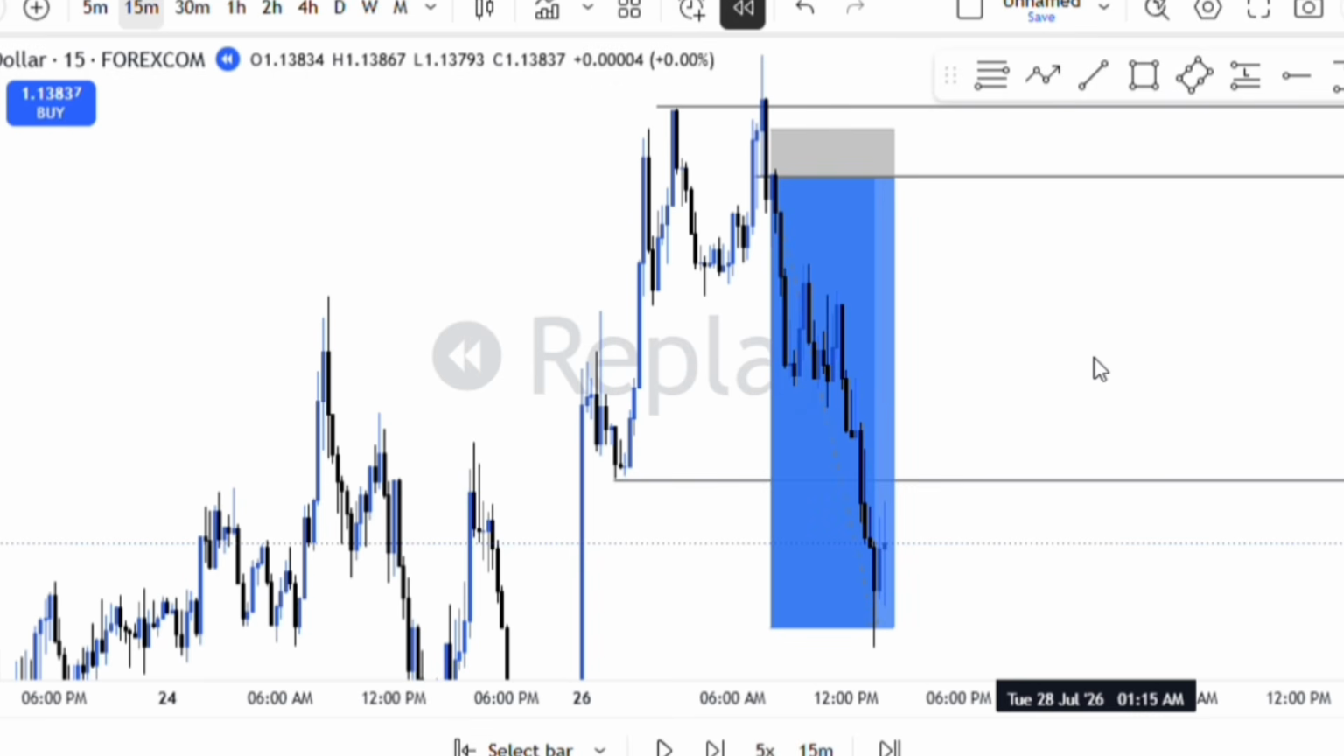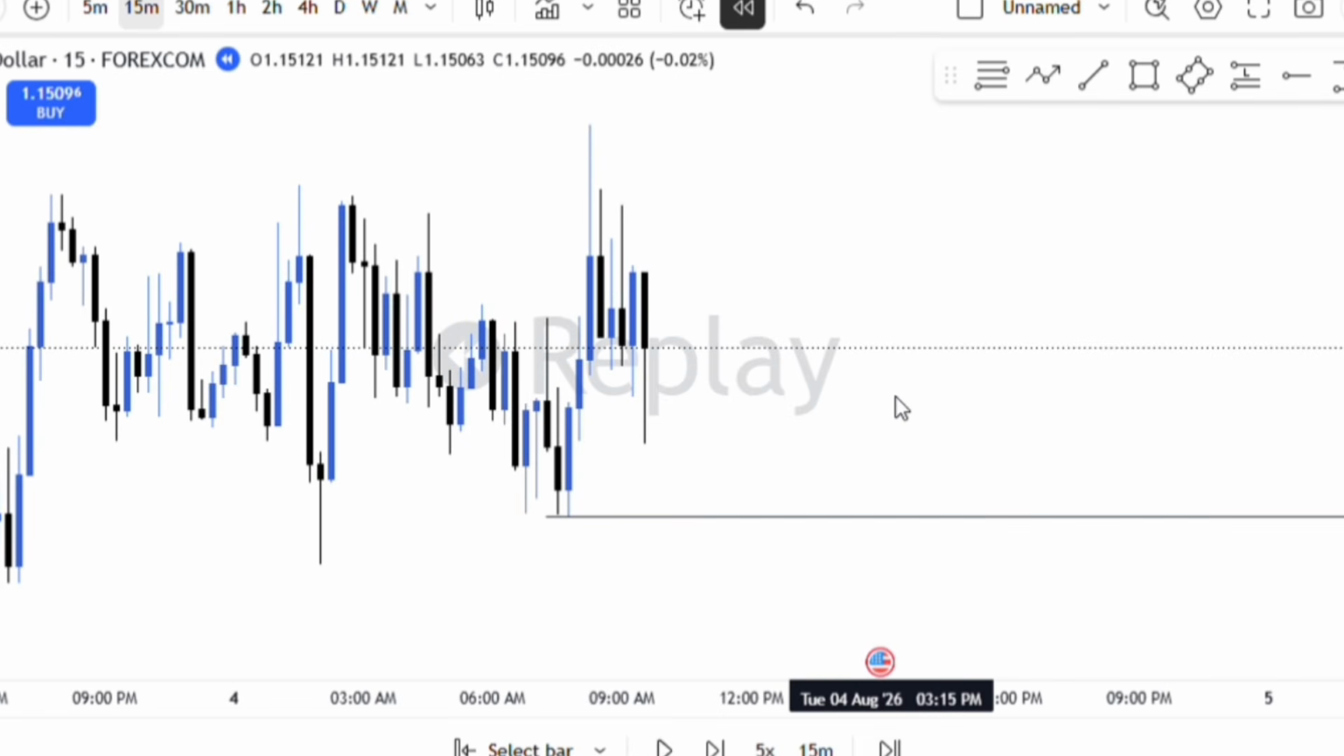Just mark out your high and low of the 2 a.m. candlestick. Wait for the sweep above, then you sell, or the sweep below, then you buy. As easy as that. Let me give you guys another buy example. Now, this is a clear buy example.